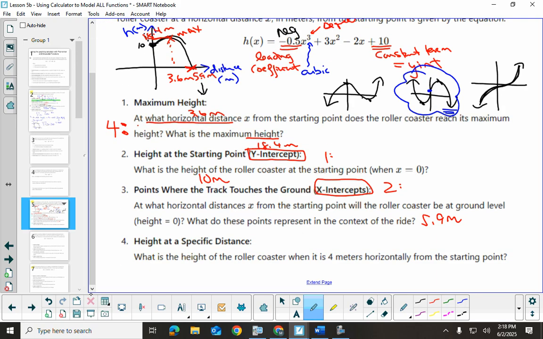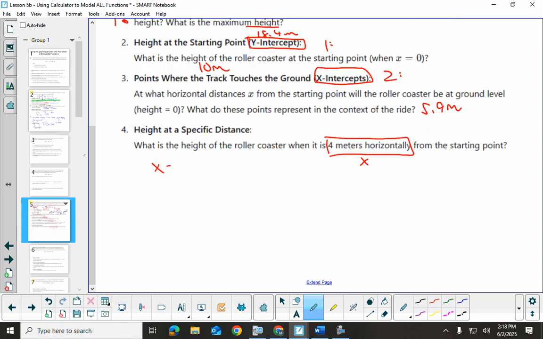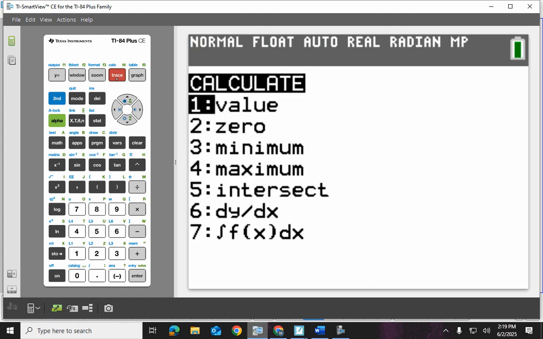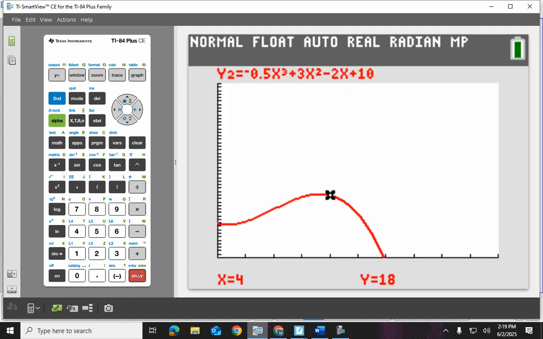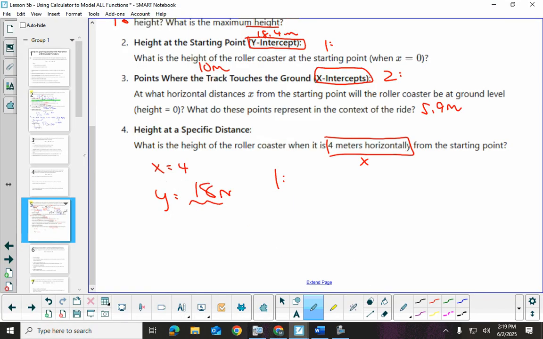And then finally, what is the height of the roller coaster? 4 meters horizontally. So again, 4 meters horizontally, that is an X value. So whenever we give you X and you're looking for Y, we use number 1. Whenever we give you Y and you're looking for X, we use number 5. So 18 meters. So 4 meters from its starting point, it reaches a maximum height of 18 meters.